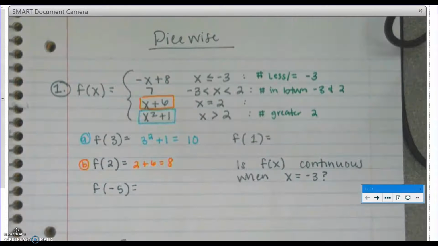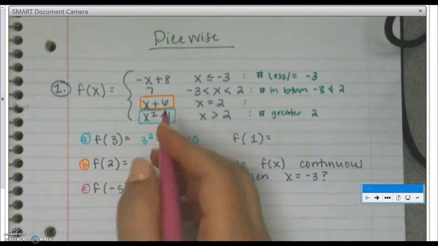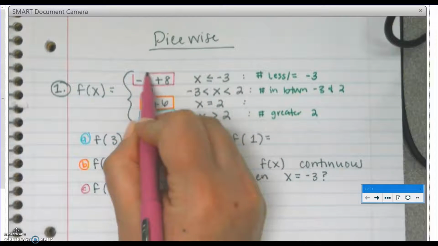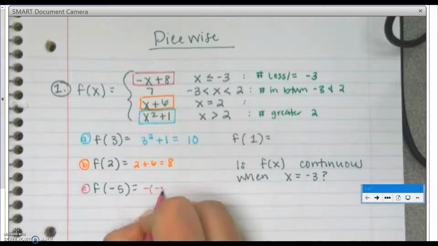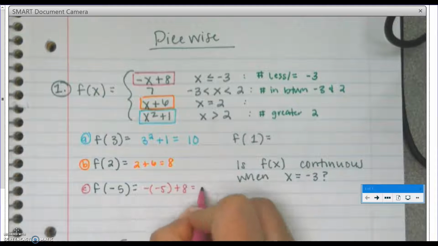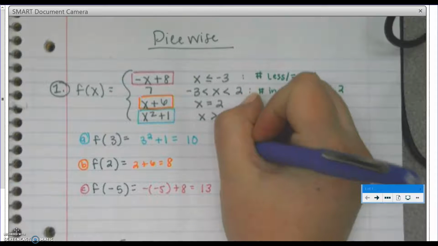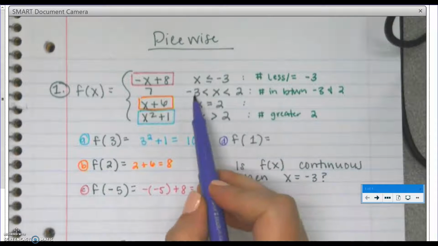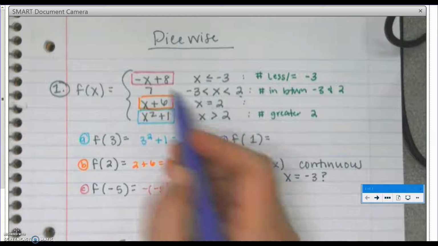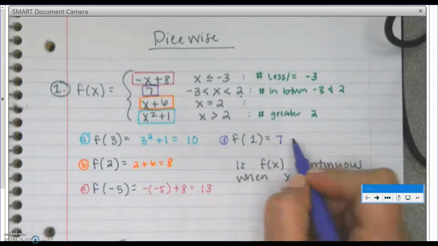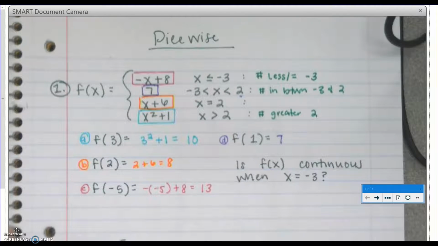All right, -5. -5 is less than -3. So I'll use this piece. And that's going to give me 13. And then 1 is in between -3 and 2. So whenever you have a piece that is constant, it's not going to change. So that is the output.